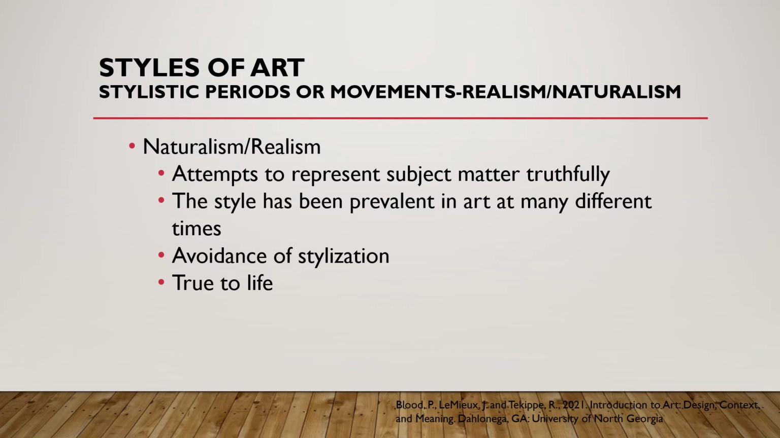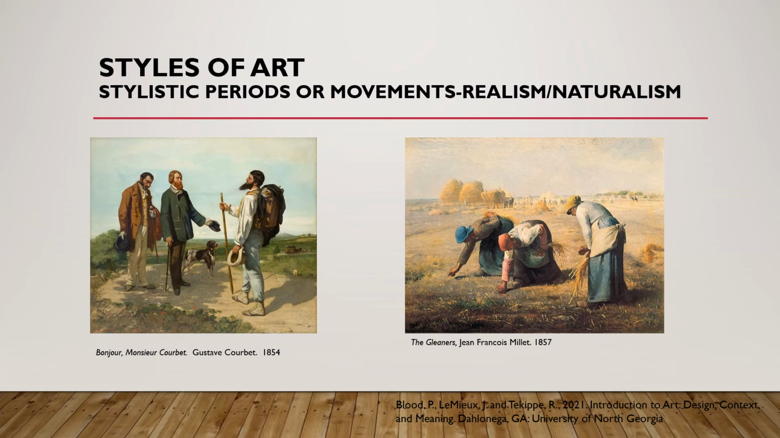Now, realism has been prevalent in art at various times. Realism attempts to show the world just as it is, exactly as it is, avoiding any kind of stylization. There was a European and an American movement in realism. So here we have a couple of realism paintings. Gustave Courbet on the left and Jean-François Millet on the right.